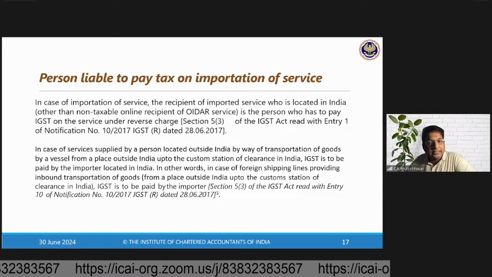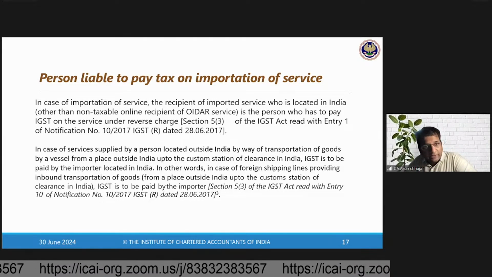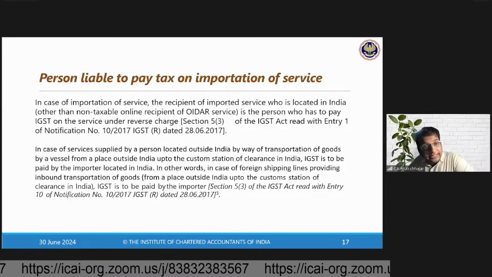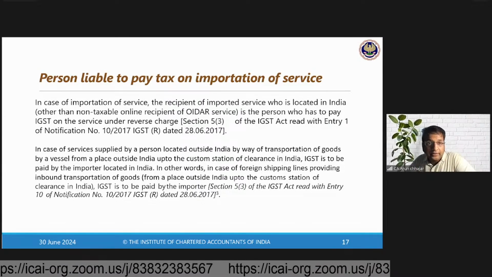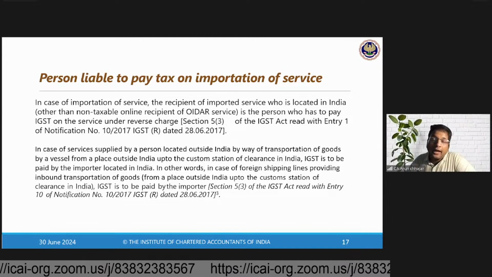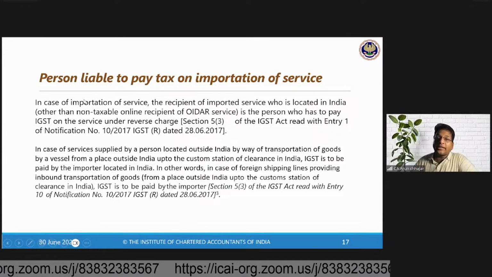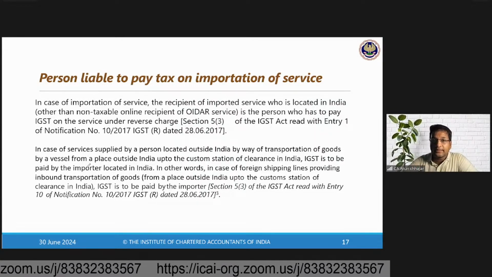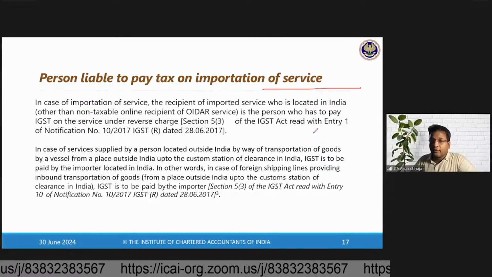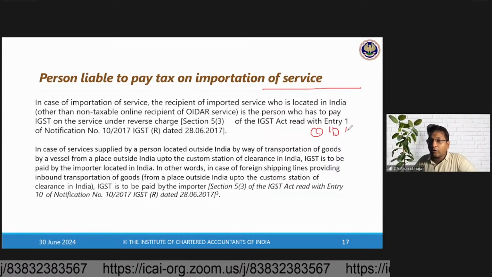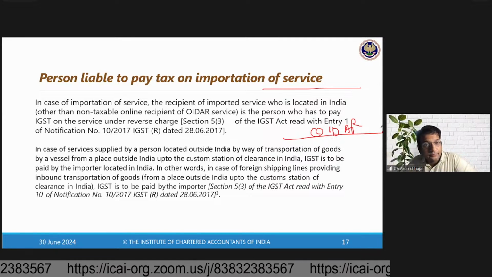Who will pay the tax in case of import of services? You all have given the correct answer, that it is liable under reverse charge. The recipient has to pay the tax under RCM. Then there is a concept of OIDAR. What is the concept of OIDAR? OIDAR means Online Information Database Access Retrieval Services.